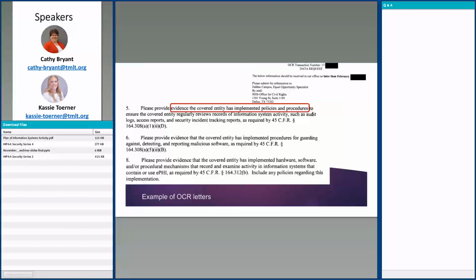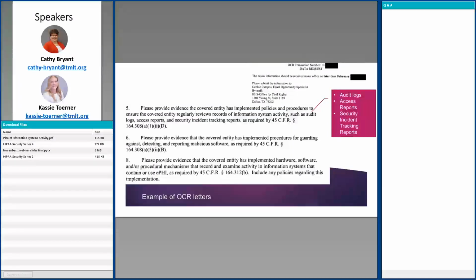We're going to start by taking a look at an actual OCR letter that a medical practice received after a hacking incident. In this, one of the requests was, please provide evidence that the covered entity has implemented policies and procedures. There again, policies and procedures are written. To ensure that the covered entity regularly reviews records of information system activity, such as audit logs, access reports, and security incident tracking.